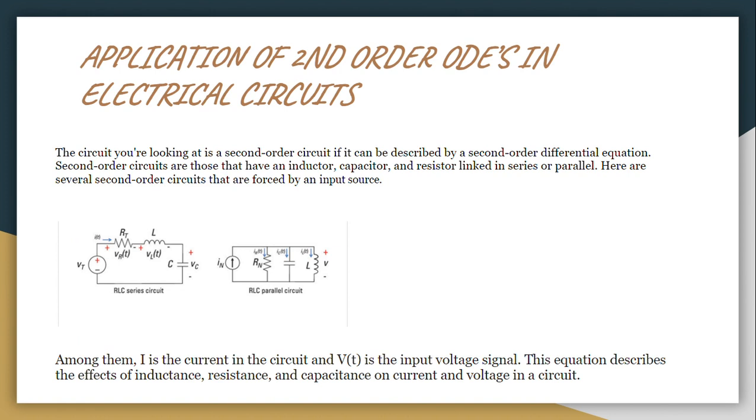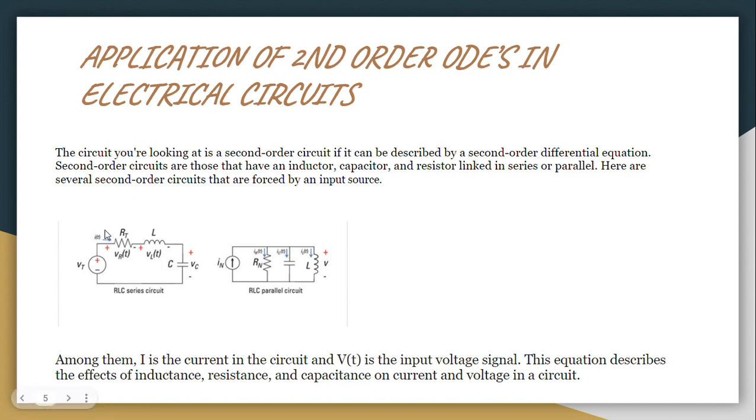So in this presentation, we will only focus on electrical circuits. Let's take a look at the circuits. You can see there are two circuits. This is the direction of the current. There's a capacitor, resistors, and there's a voltage supply.